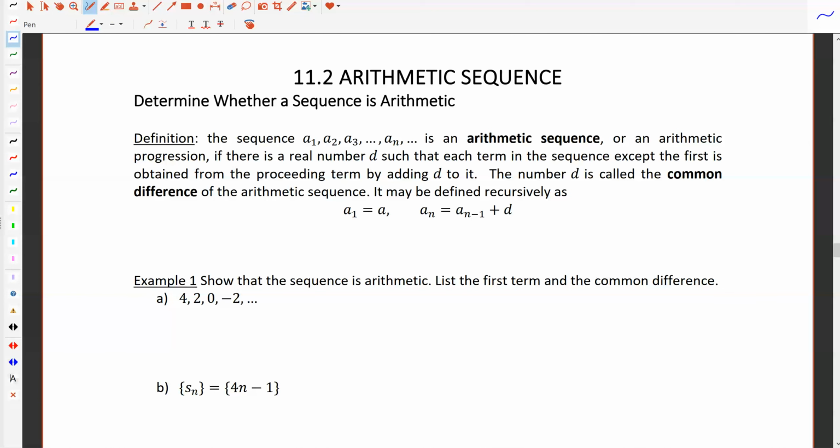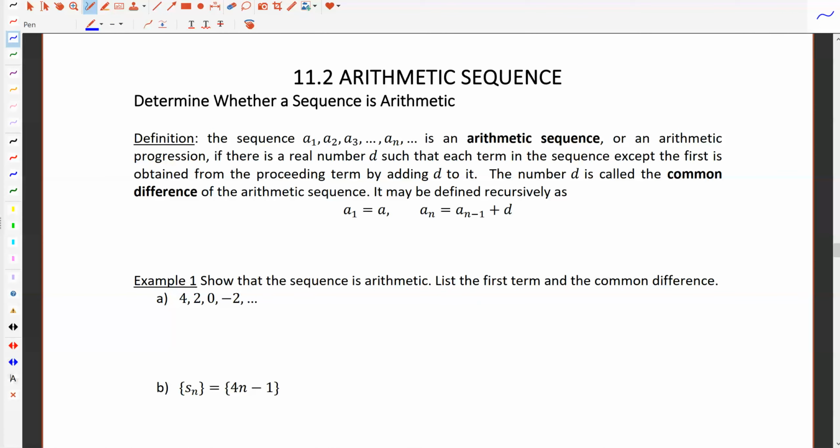In this section, we're going to dive into a very specific type of sequence, which is called an arithmetic sequence. First, we're going to learn how to determine whether or not a sequence satisfies the properties of being arithmetic. Then we're going to find a particular term in the sequence. And then finally, we're going to find the sum of an arithmetic sequence.